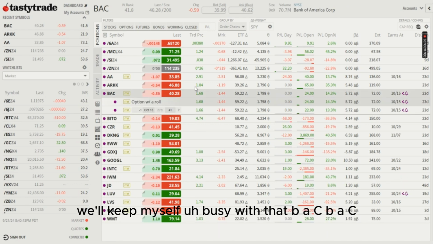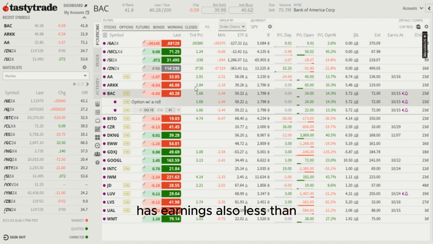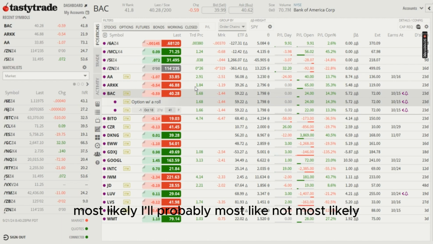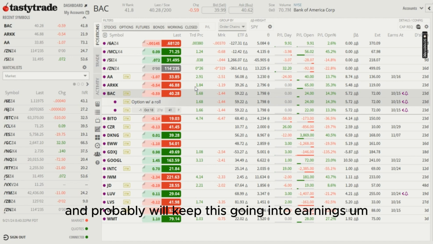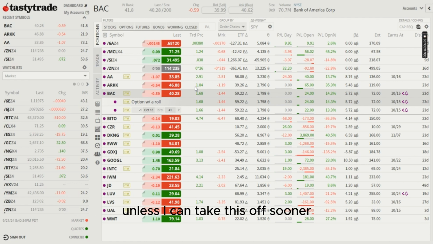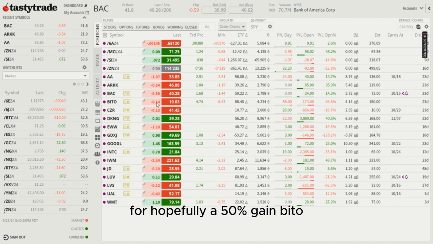BAC, that's Bank of America. Bank of America, by the way, also has earnings a little less than a month away. I've got a 41 naked put. The stock's at about 40 and a quarter right now. I will roll this into the next month and probably keep this going into earnings, unless I can take this off sooner for hopefully a 50% gain.